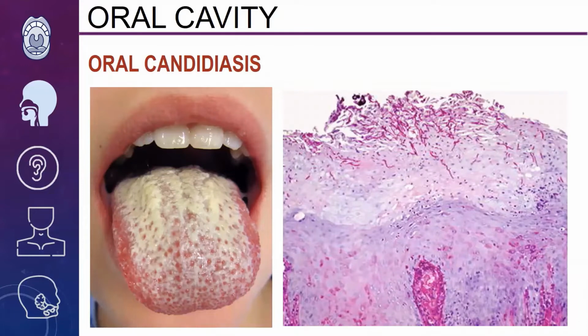Candida albicans is a normal component of the oral flora in approximately 50% of the population. It is the most common fungal infection of the oral cavity, especially in immunocompromised individuals. Oral candidiasis can be pseudomembranous, erythematous, or hyperplastic.